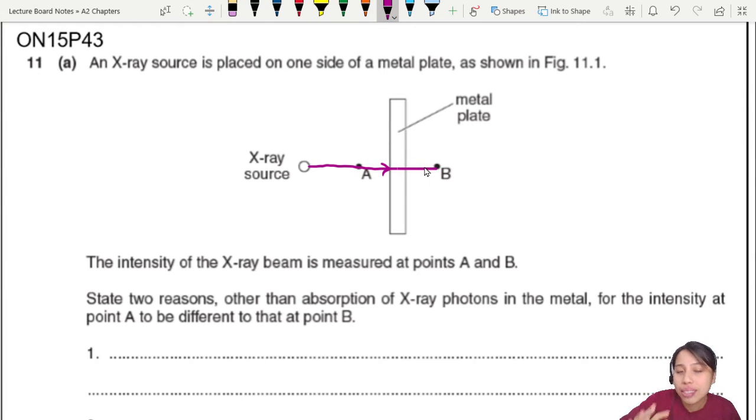But hang on a second. Intensity of X-ray is measured at points A and B. So you have some intensity here, let's call this I0. And after that, you pass through another intensity. State two reasons other than absorption.